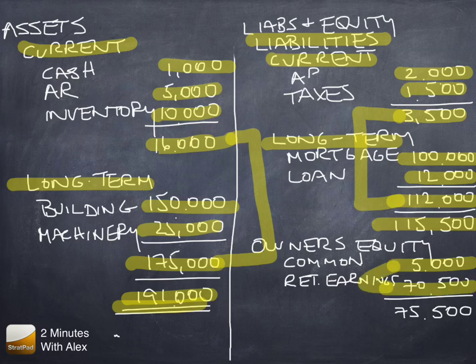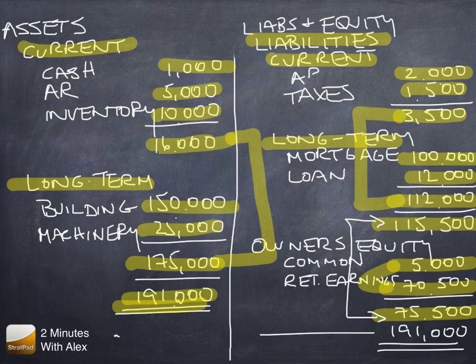Add those up, and we get to $75,500. But wait, we're missing just one thing. Now what we need to do is we need to subtotal or add the $75,500 of owner's equity with $115,500 of the liabilities to end up with $191,000. Double underline, and magically that number is the same as this one.